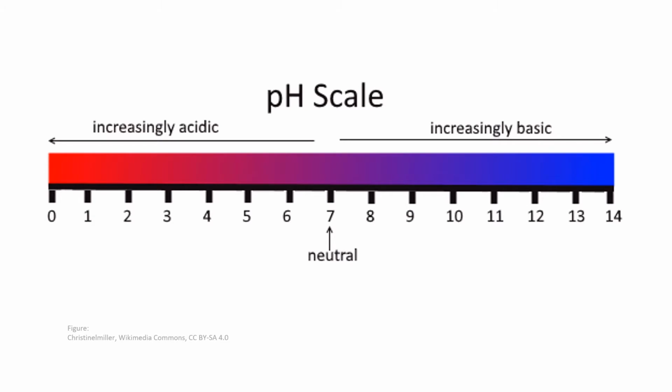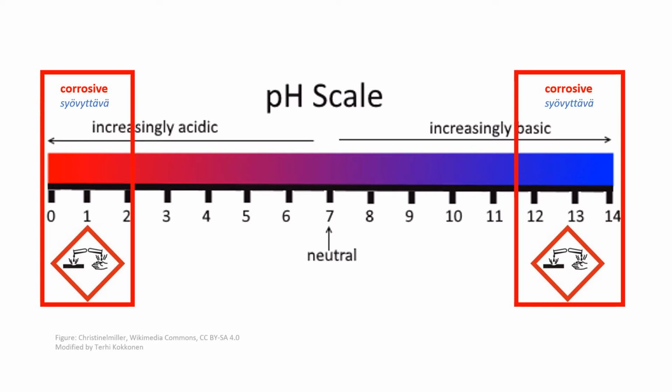We are already familiar with the pH. Remember, a pH of 7 is neutral. Anything above that is basic, and anything below that is acidic. But do you know which pH values are corrosive, syövyttäviä? Chemicals with extreme pH values are corrosive. A corrosive chemical has a pH of 2 or lower, or a pH of 11.5 or higher.